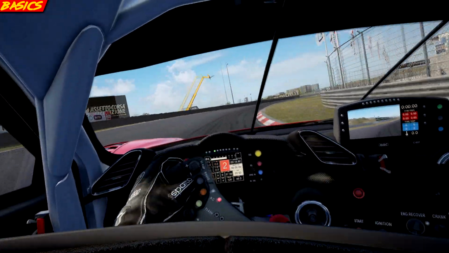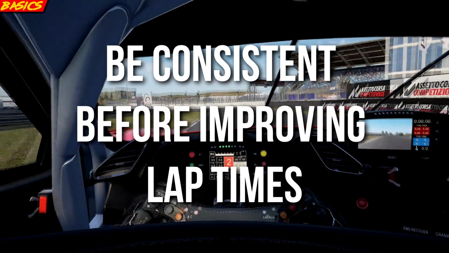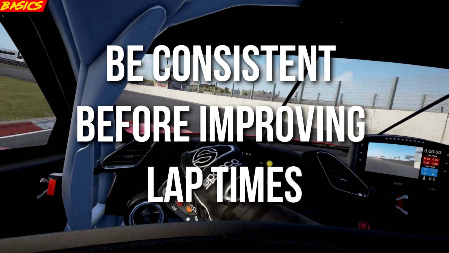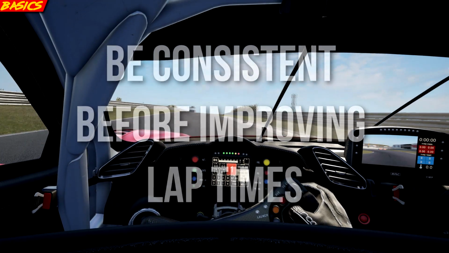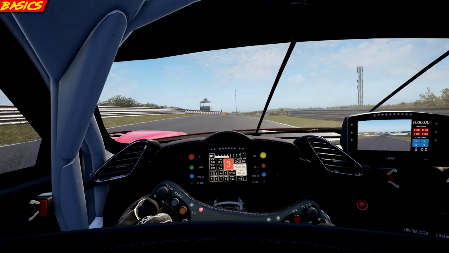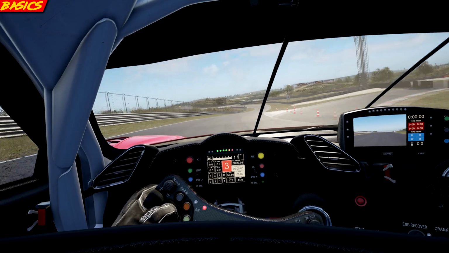Another side note is that you should be consistent with a car before you attempt to get faster average lap times with it. We're focusing on consistent faster lap times here, not lucky hot laps. Alright, let's get into the meat of things.